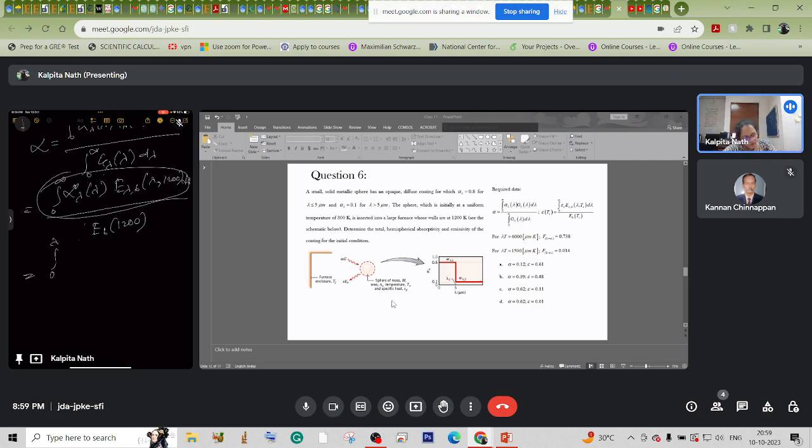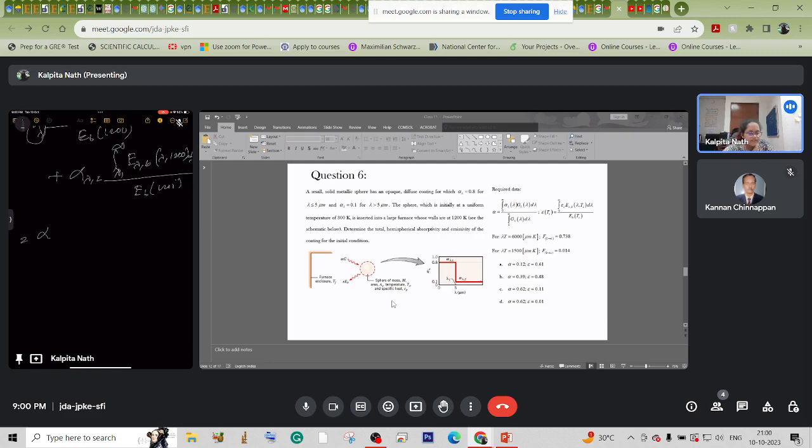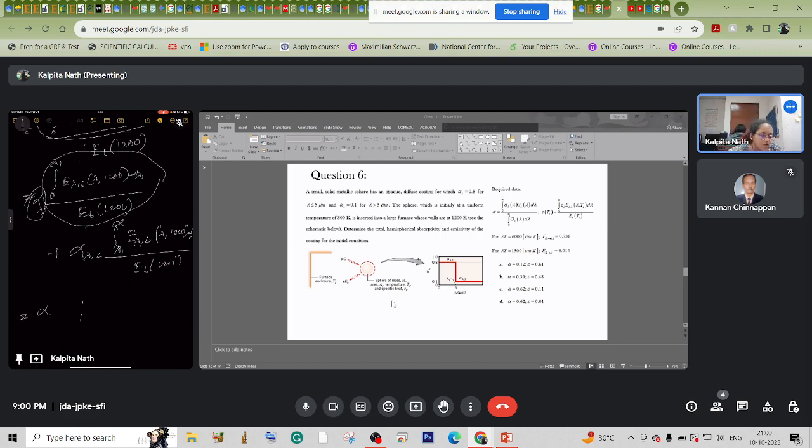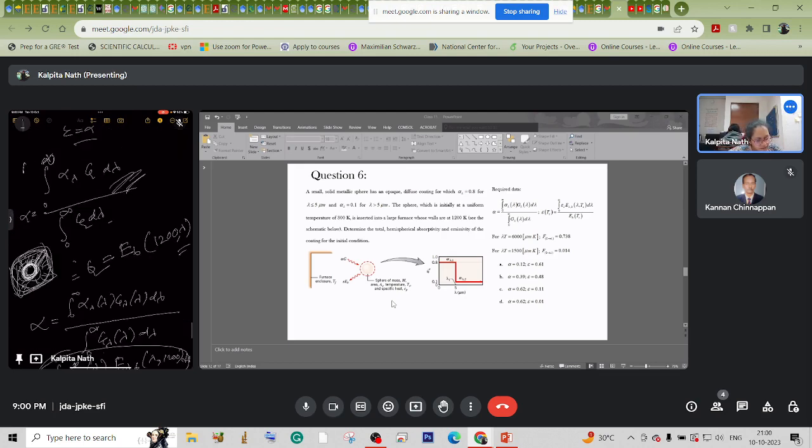One will be 0 to lambda 1, and that will be alpha lambda 1 E lambda B lambda 1200 d lambda. This is constant in that range, right? So it will come out of the integration, so EB 1200, plus alpha lambda 2, lambda 1 to infinity, E lambda B lambda 1200 d lambda. This is EB 1200. Now this is the whole fraction, that is up to that range, as I've already explained here. This can be replaced by this.